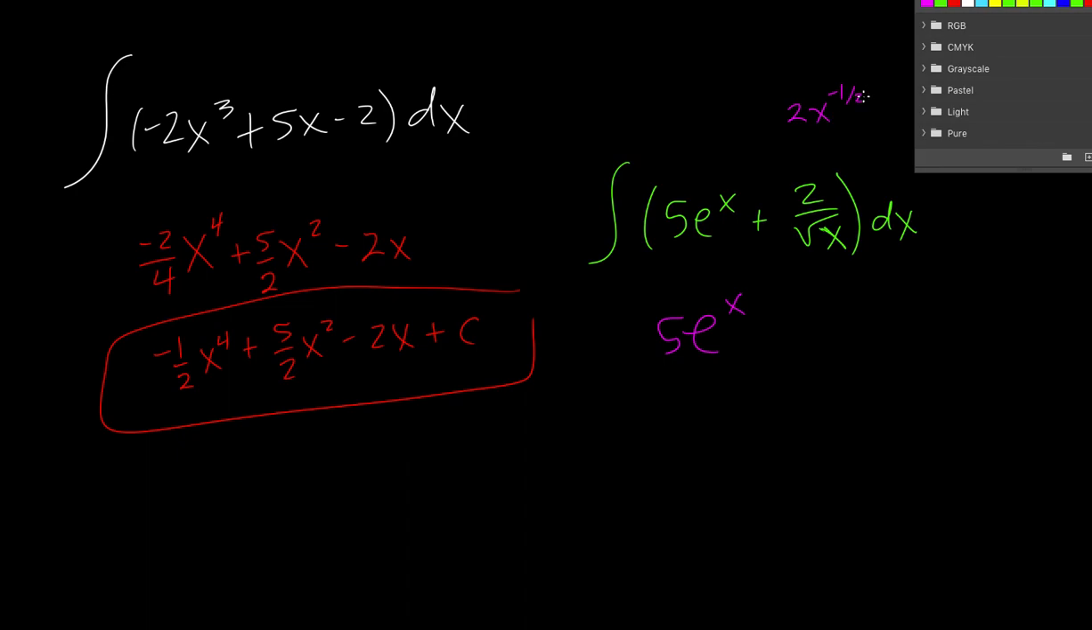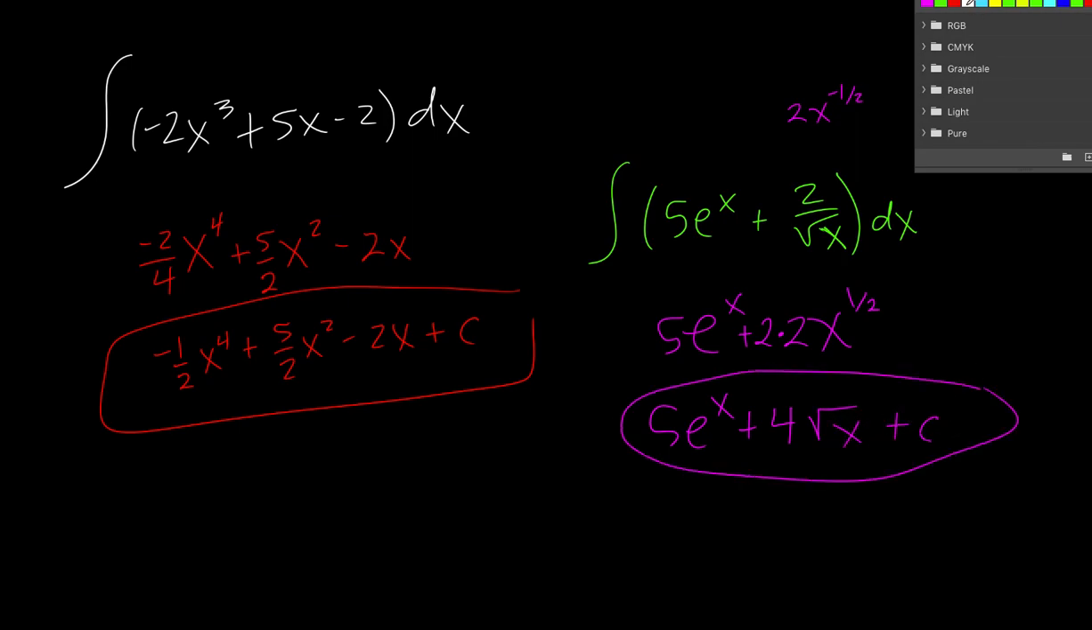So I'm going to raise that by 1, so I get x to the 1/2. And then I'm going to divide by the new, and I have my 2 out there. And then I'm going to divide by 1/2, which is the same as multiplying by 2. So I get another 2 there. Okay? I do my simplification. That just becomes a 4. And then x to the 1/2 is the square root of x. And then I put my plus c on the end of that.